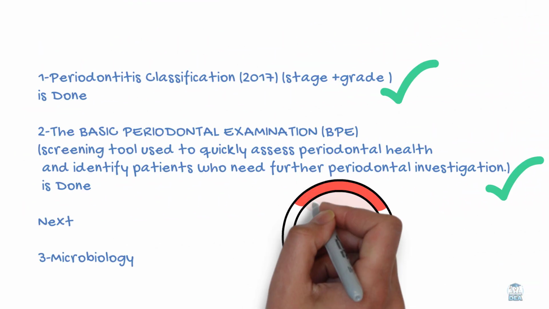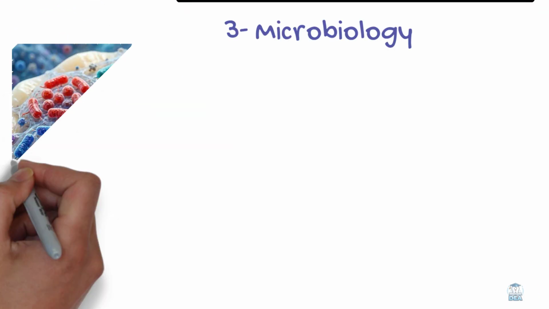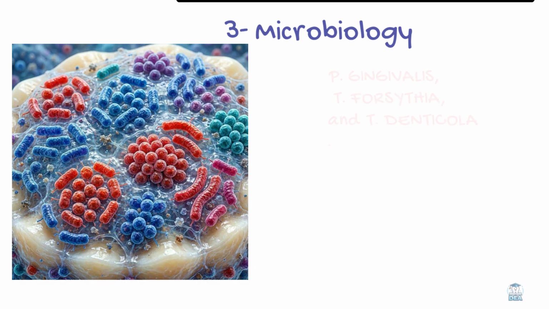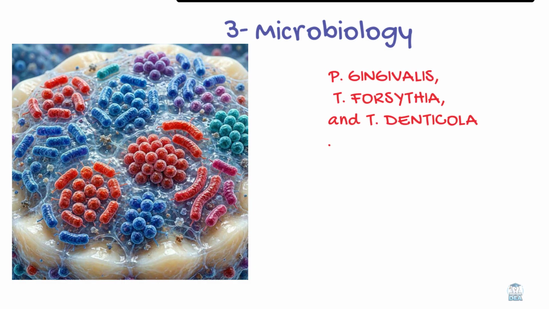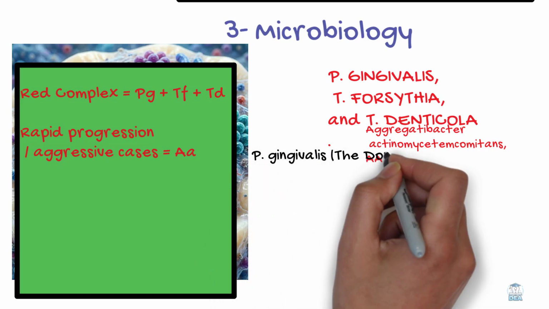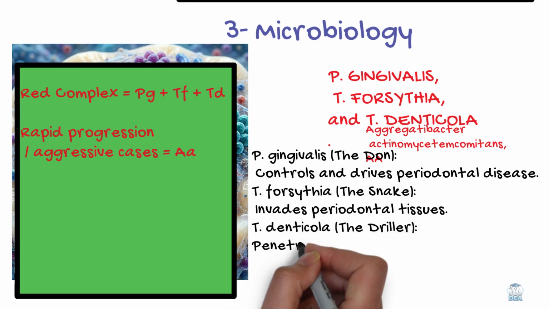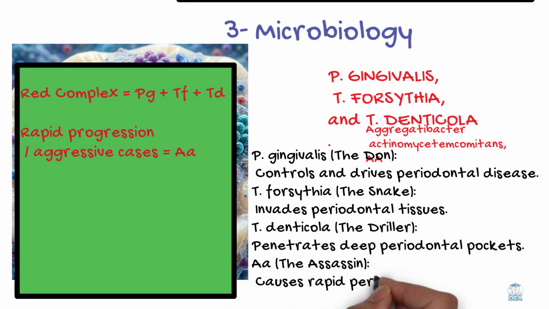The red complex are the most aggressive bacteria in the biofilm: P. gingivalis, T. forsythia, and T. denticola. Meet the Red Mafia Gang. P. gingivalis is the Don. He calls the shots in the gingiva village. T. forsythia is the snake hiding in the grass. T. denticola is the driller. He's a spirochete who drills deep. But watch out for the Adolescent Assassin, or AA. He is young, fast, and aggressive. The Don, the snake, the driller, and the assassin.